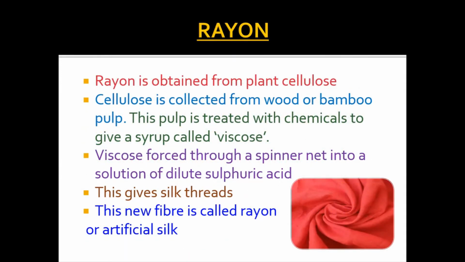What is actually rayon? Rayon is obtained from plant cellulose. Cellulose is collected from wood or bamboo pulp. This pulp is treated with chemicals to give a syrup called viscose. Viscose is passed through a spinneret into a solution of dilute sulfuric acid. This gives silk threads. This new fiber is called rayon or artificial silk.